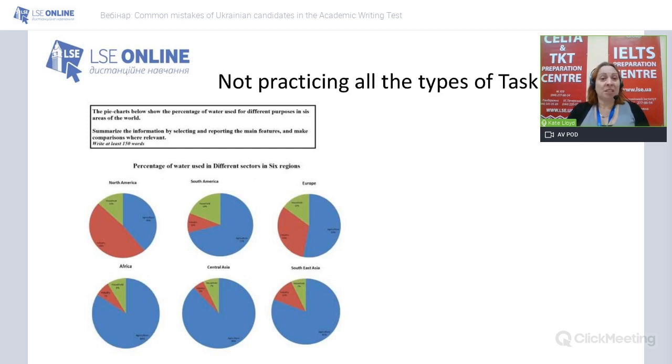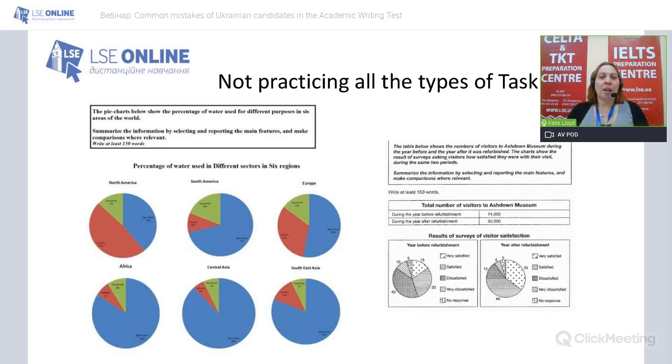With pie charts, you might have one pie chart or two or six, like this question. How is the way we answer them different? There are also questions where we have a mixture. So tables and pie charts, or a bar chart and a line graph. And we need to know how to organize, how to describe these kinds of different patterns.